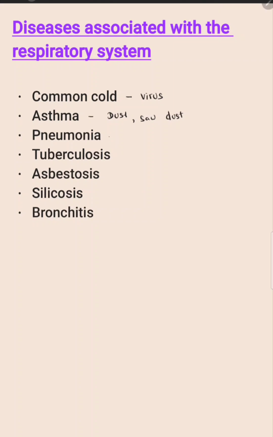Pneumonia is caused by a causative agent, bacteria or virus, and tuberculosis is caused by a bacterium entering the respiratory surface. When we are suffering from tuberculosis, you will have tiredness, loss of appetite, weight loss, release of blood during coughing and fever as symptoms. Silicosis, bronchitis and asbestosis can also be considered diseases associated with the respiratory system.